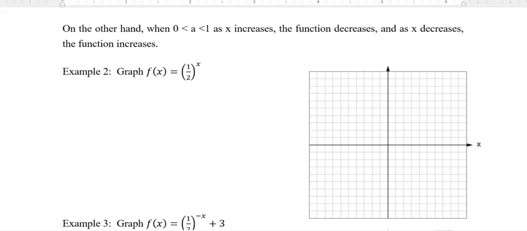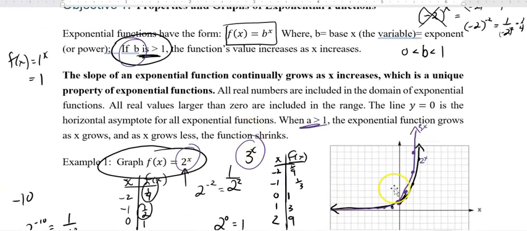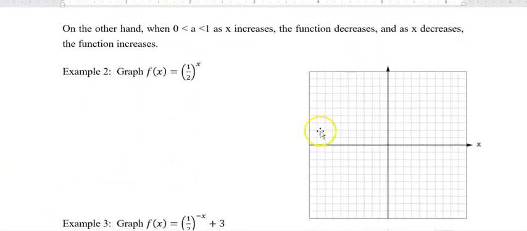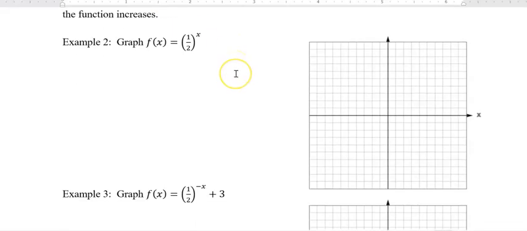Okay, so we looked at the case where the base was greater than 1 and it was an increasing exponential function. We looked at a couple of those. Now we're going to look at when the base is between 0 and 1. Just a note here, this is really important. We're going to categorize these bases as 0 to 1 and they're all going to act kind of similarly.